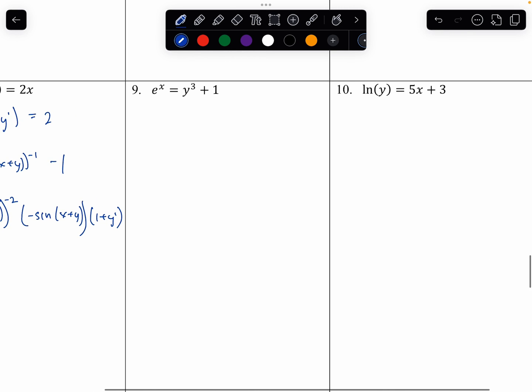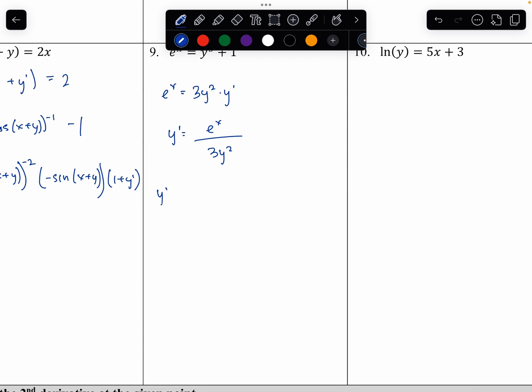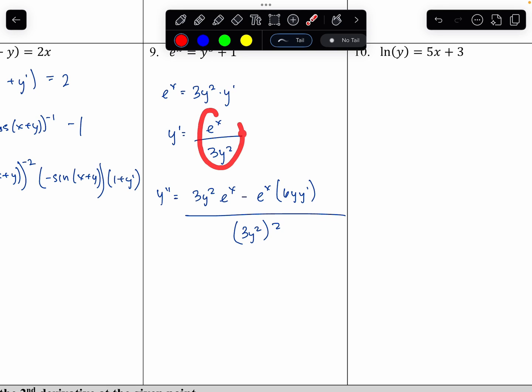All right, for 9, so we'll do the derivative of e to the x, which is e to the x, equal to 3y squared times y prime, and then the derivative of 1 is going to be 0. So solving for y prime will be equal to e to the x over 3y squared. Now I'll take the derivative of this, so for the second derivative, we'll have to use the quotient rule. So we're going to do low d high minus high d low, that's going to be 6y prime, all over 3y squared. And then this y prime has to be substituted here.